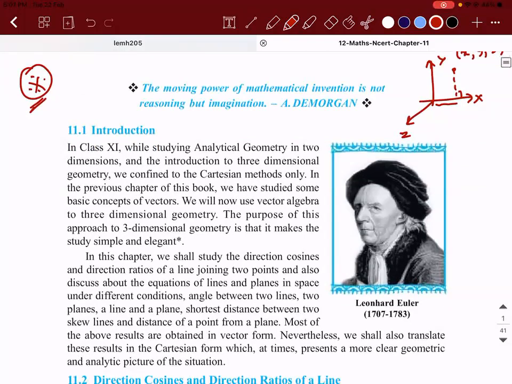Then what we would have done in our 11th standard is, we would have taken two points, we would have found the distance between them, we would have applied the section formula, these kinds of things. Am I right? Is this what happened?